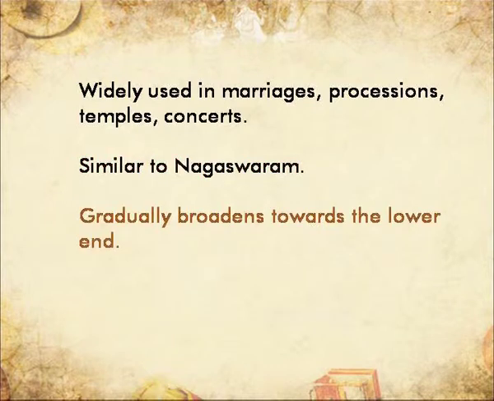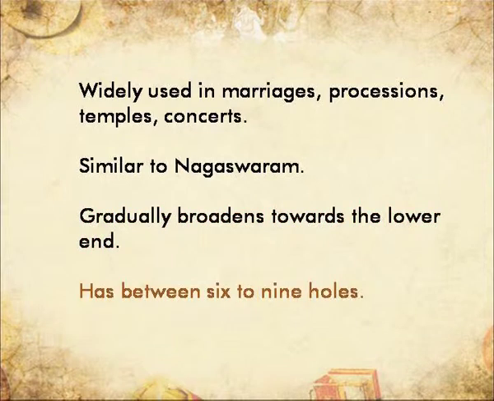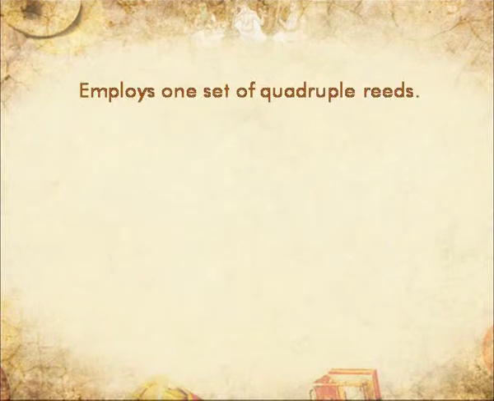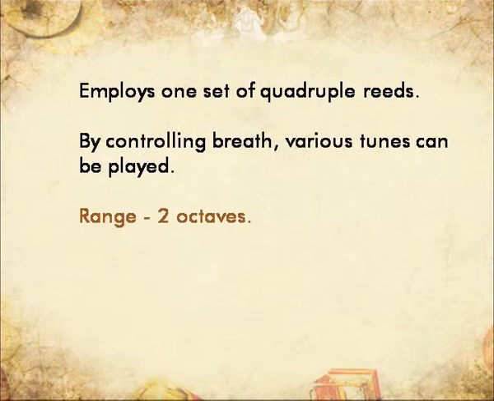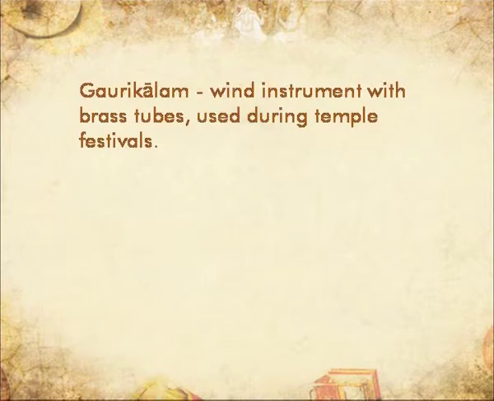This tubular instrument gradually broadens towards the lower end. It usually has between 6 and 9 holes. It employs one set of quadruple reeds, making it a quadruple reed woodwind. By controlling the breath, various tunes can be played on it. The shehnai has a range of 2 octaves.